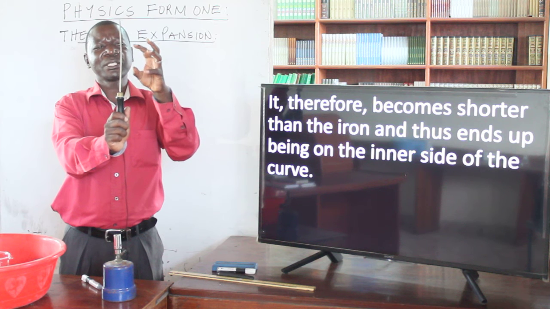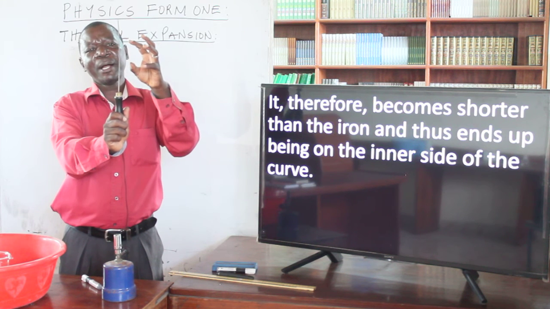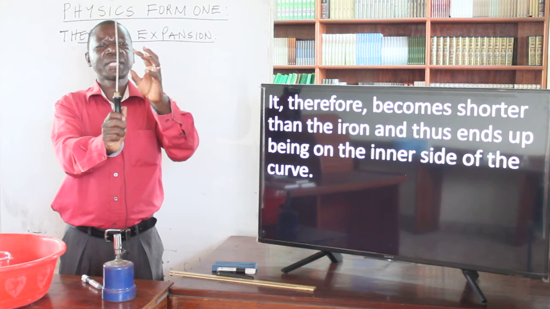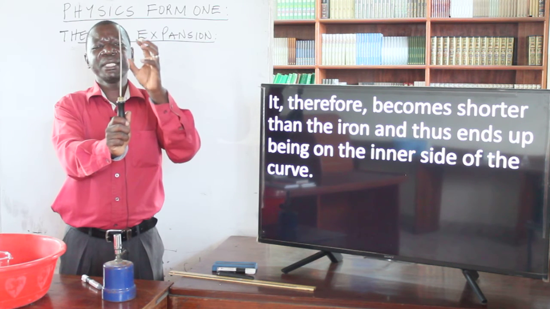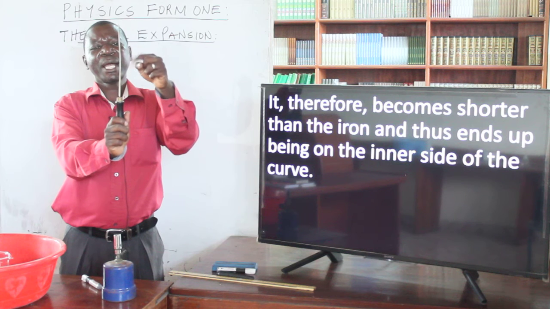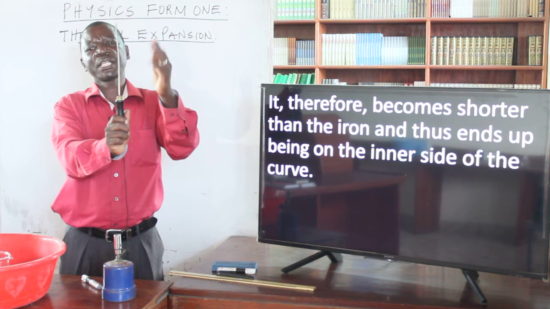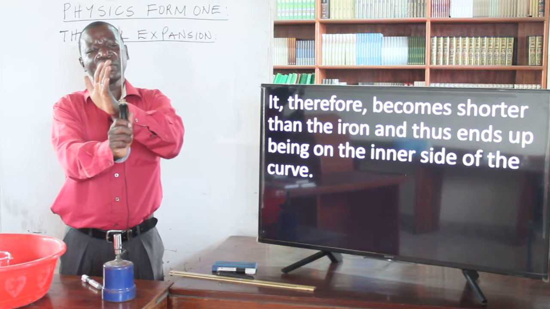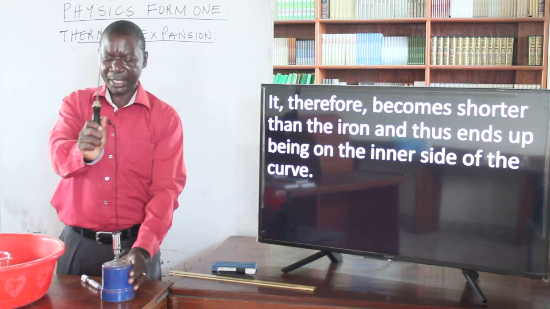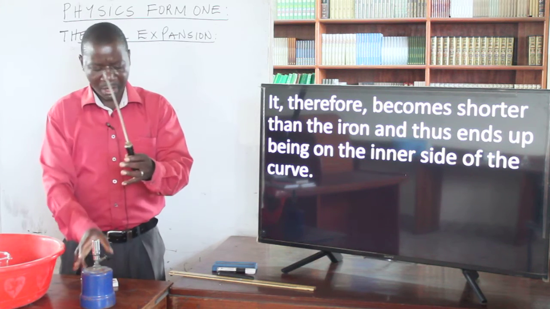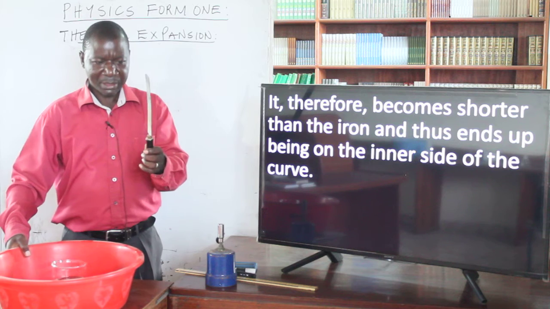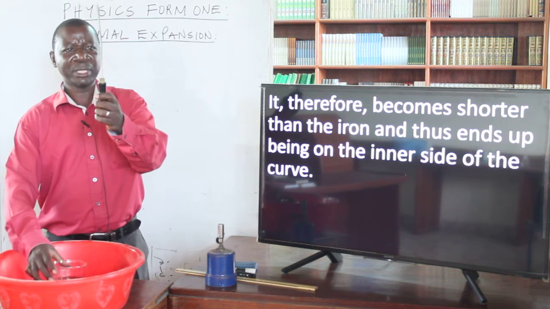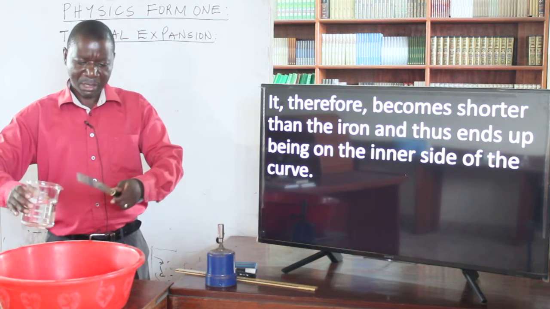So this bimetallic strip, the way it is bending, is giving us an implication that the two metals that we have attached together here have different linear expansivities. Brass has a higher linear expansivity, expanding more than iron, which has a lower linear expansivity. I want us also to cool this, and again we see what will happen when we cool it.